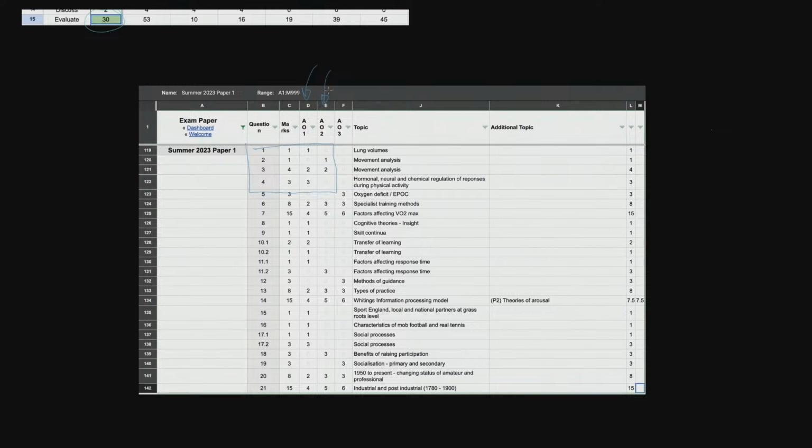But once we get into question 5 to 7, or the final 3 questions, notice what we get now. We get a significant proportion of our marks now coming from our AO3 skills.